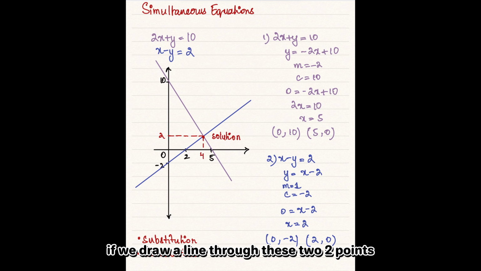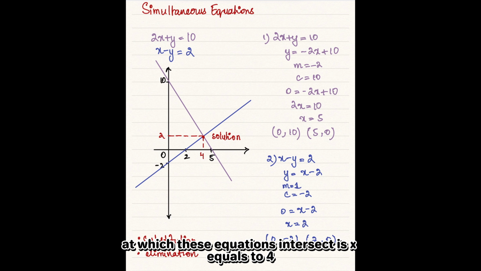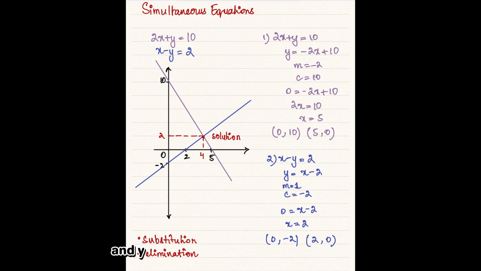If we draw a line through these 2 points, we get a new line which intersects the original line at a particular point. If the graph is accurately drawn, we can find that the point at which these equations intersect is x equals 4 and y equals 2.